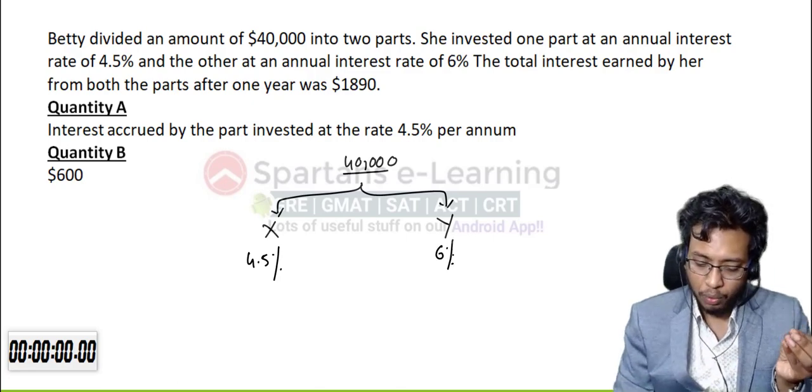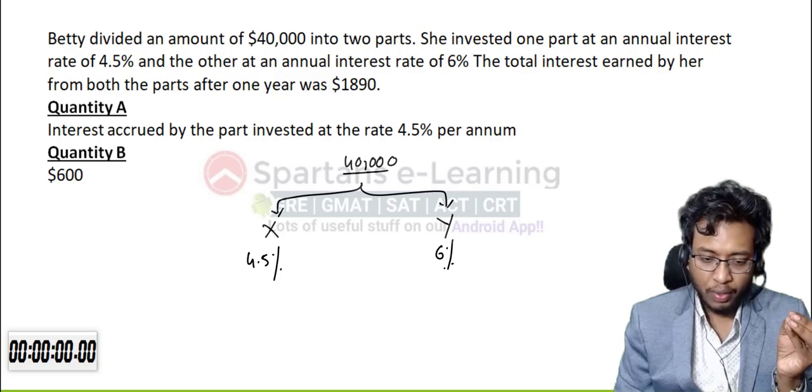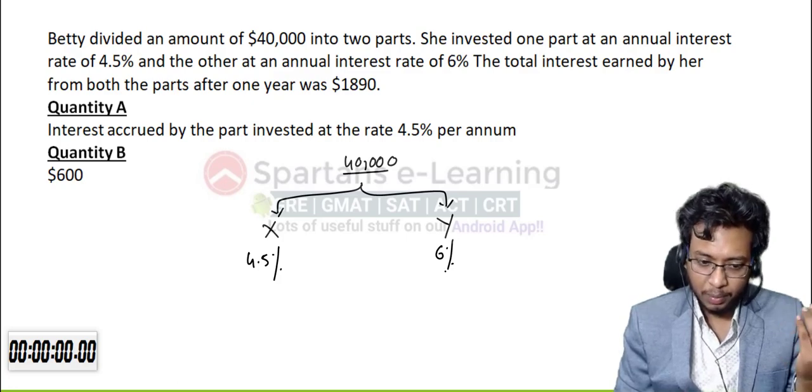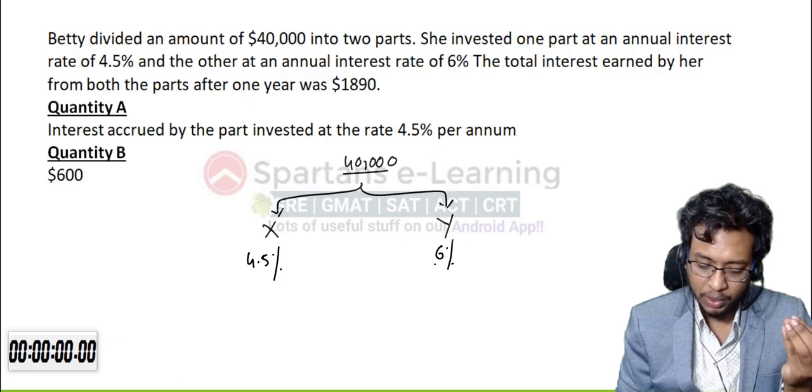Right? Now what I will do is, instead of assuming 6%, instead of taking 6%, I will assume that she gave this y amount also at 4.5% only.